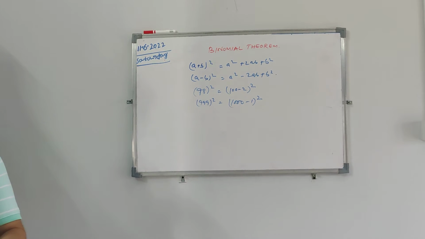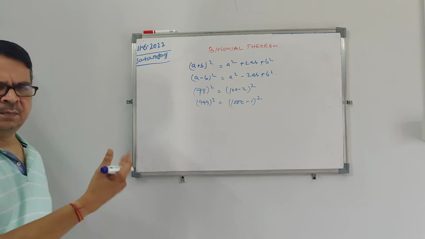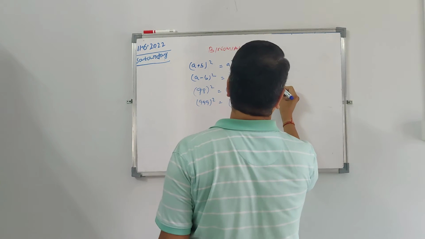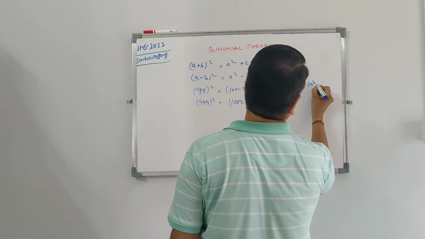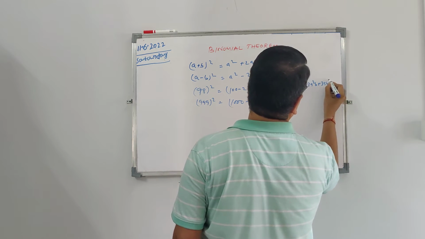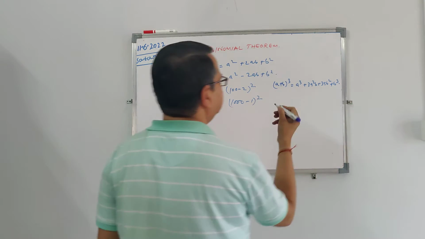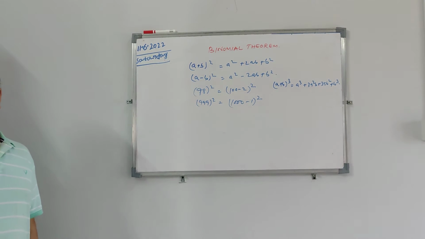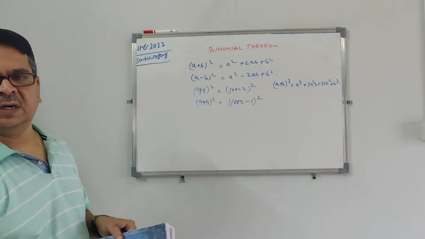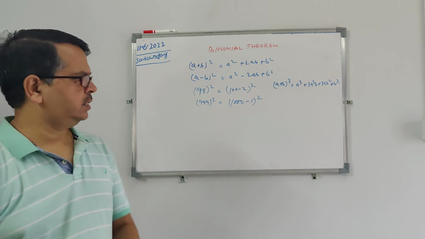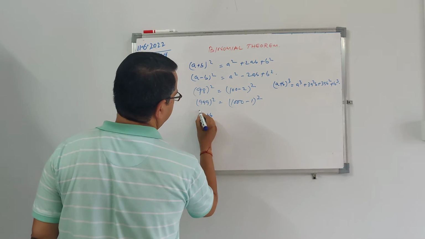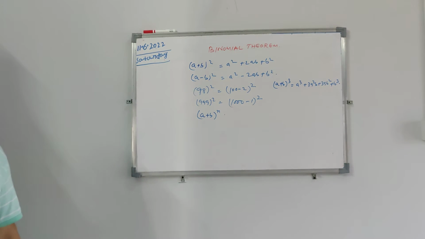But this is up to square or up to cube. Even (a plus b) whole cube is equal to a cube plus 3a square b plus 3ab square plus b cube. So this is also easy to do. But beyond 3, like (a plus b) to the power 4, to the power 7, 8, it's not that easy to remember. So let us say (a plus b) to the power n. There should be a formula for this, and this thing is being addressed by the binomial theorem.